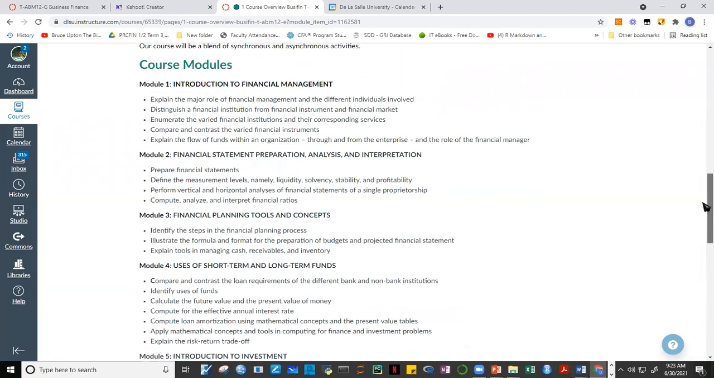Okay, so I hope you looked at our modules, the outline, and it says here that we're going to explain the major role of financial management and the different individuals involved. We're going to look at financial institutions, instruments, and markets. And we're going to see what the different financial institutions are and what services they provide. The instruments also that are used in financial management. And we're going to take a look at the flow of funds. Okay, so I hope you did some reading on this.